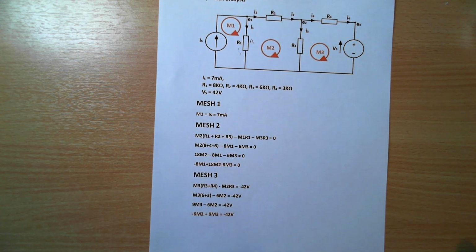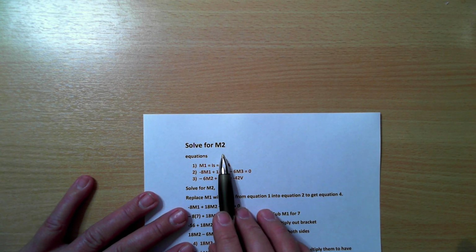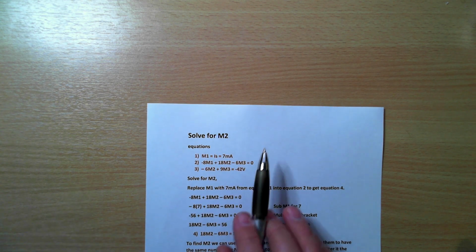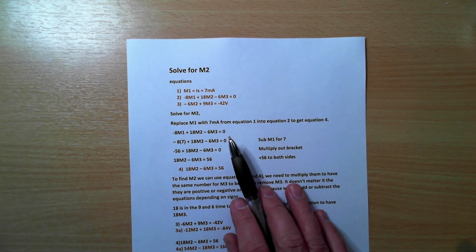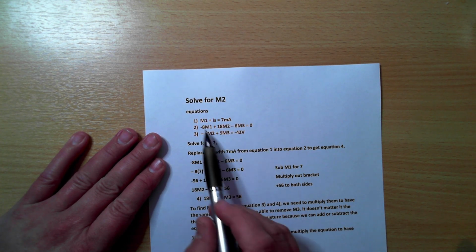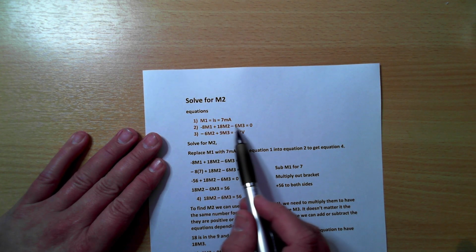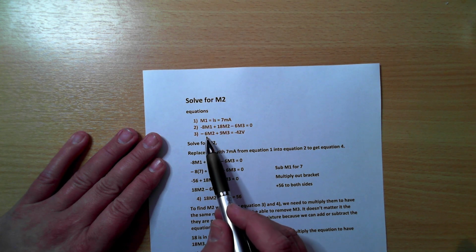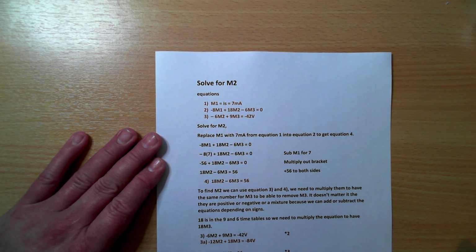So now that we've done our mesh analysis, we need to look at what we're going to do with them. What we're going to do is solve the value of M2, because that's going to be our current through R2. So we've got our three equations here. M1 equals IS equals 7 milliamps. Then equation 2: minus 8M1 plus 18M2 minus 6M3 equals 0, and equation 3: minus 6M2 plus 9M3 equals 42. So we solve for M2 now.